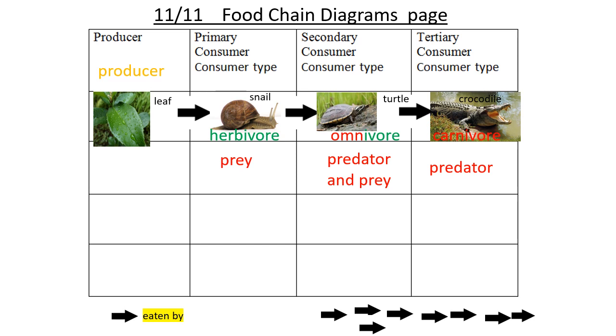And a snail is not a predator because it doesn't hunt animals. It's an herbivore. But a snail is prey because a turtle hunts a snail.